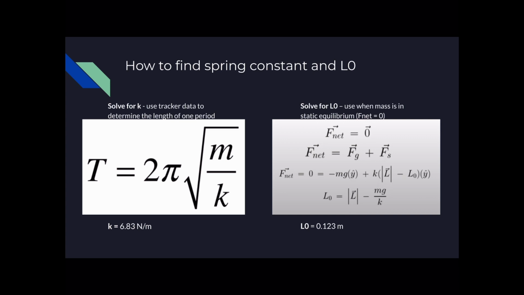For the spring constant, we use the period equation for springs, which is as shown, and we solve for K. We use the Tracker data to determine the length of the period, and we get 6.83 newtons per meter. To solve for L naught, we set F net equal to 0, which is static equilibrium for the mass, and we just solve for L naught and we get 0.123 meters.